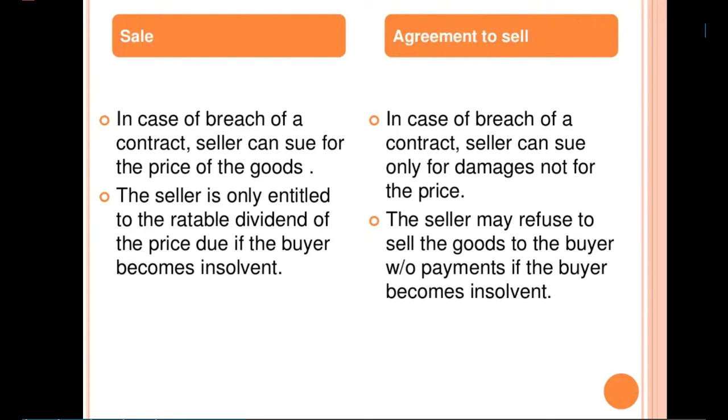So this is all about the Sale of Goods Act, the concept, definitions, and the difference between a sale and an agreement to sell.